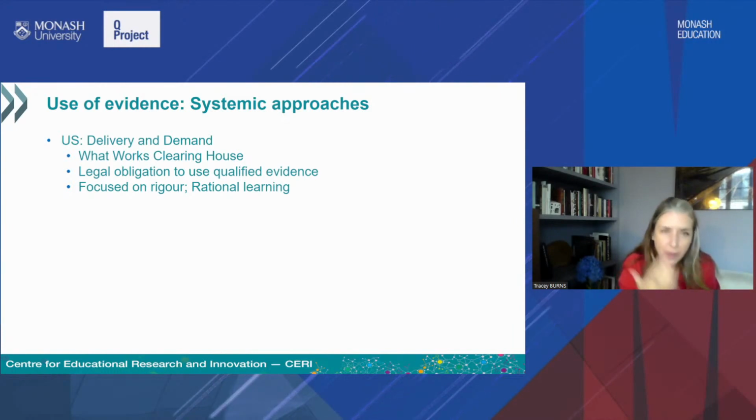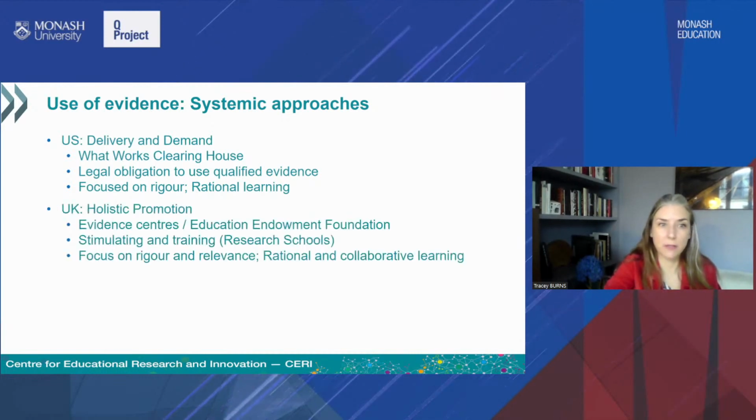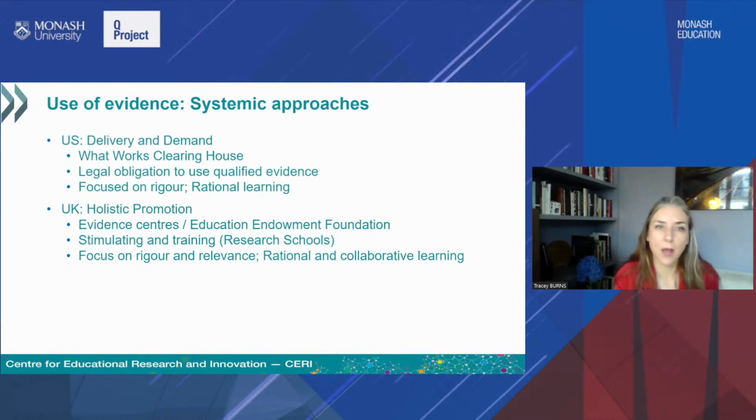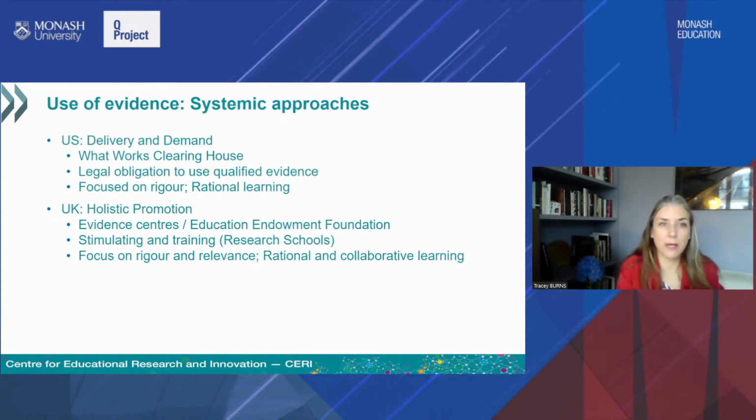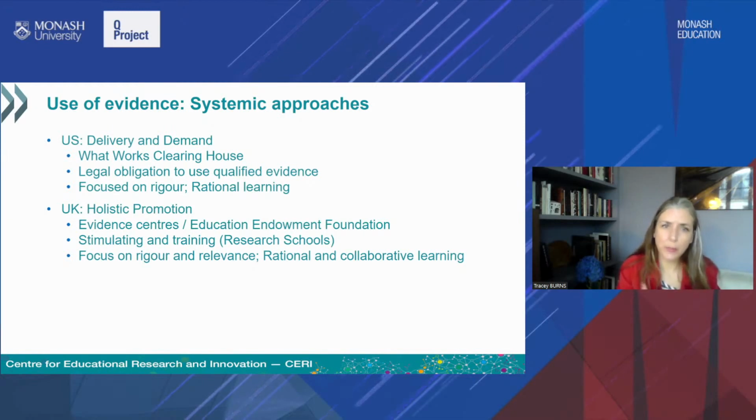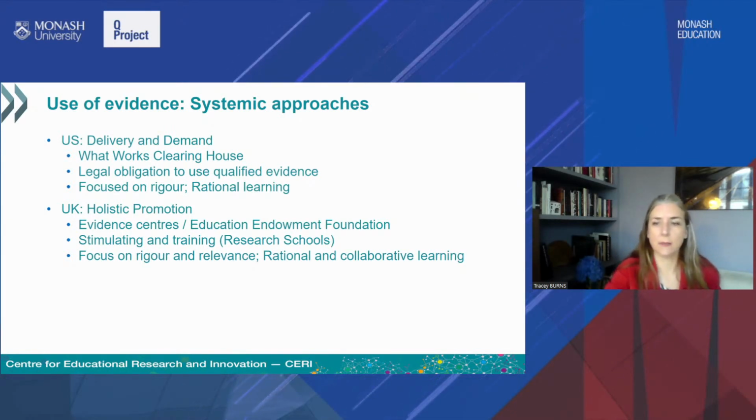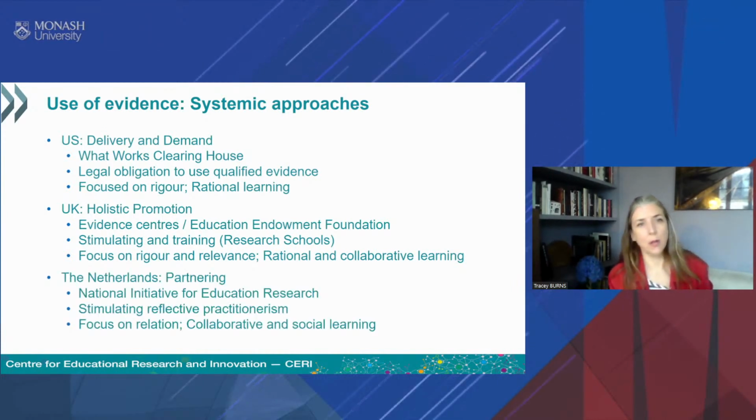The US is this very sort of rational learning. You're using evidence, and it's actually legally obliged to use evidence. The UK uses more, you perhaps know about the Education Endowment Foundation, and they really build and work with their research schools to stimulate and work on training. So it's focusing on rigor and relevance and rational learning, but also collaboration, this understanding that you're working together in a system.